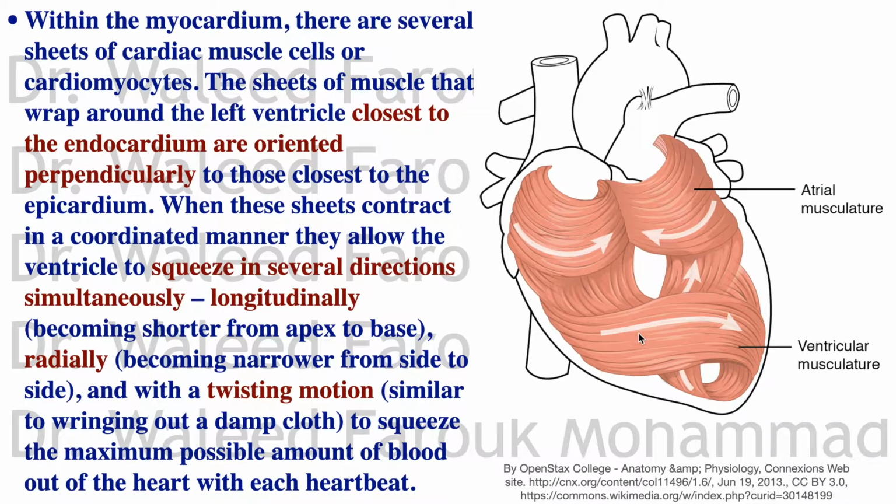This means that with each contraction of the ventricle, the heart gets shortened longitudinally from apex to base, and at the same time radially becomes narrower from side to side with a twisting motion, as if wringing out a damp cloth. Now this ensures the maximum possible amount of blood to be squeezed from the heart with each myocardial contraction, as you can see in this drawing.